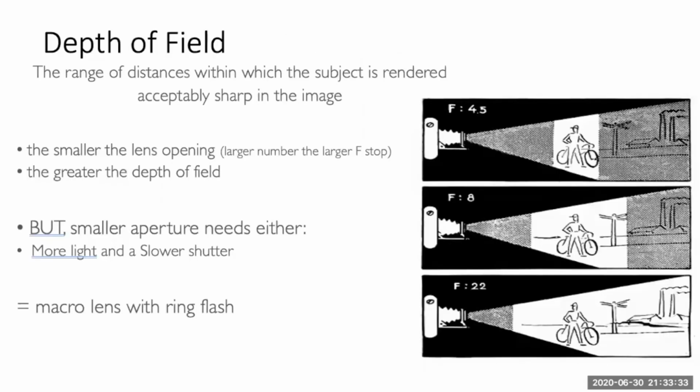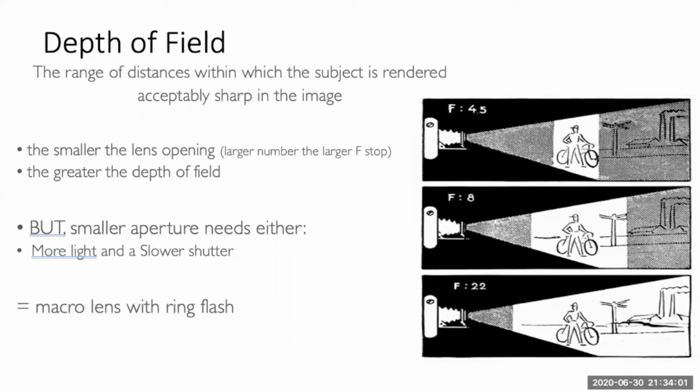So to reiterate, the depth of field, which I said a couple of times, is the most important part of taking a good intraoral photograph. The smaller the lens opening, which means the larger the f-stop, the greater the depth of field. The problem is, the greater the depth of field with a small aperture, you need more light and a slower shutter speed. So because of that, you need the macro lens.